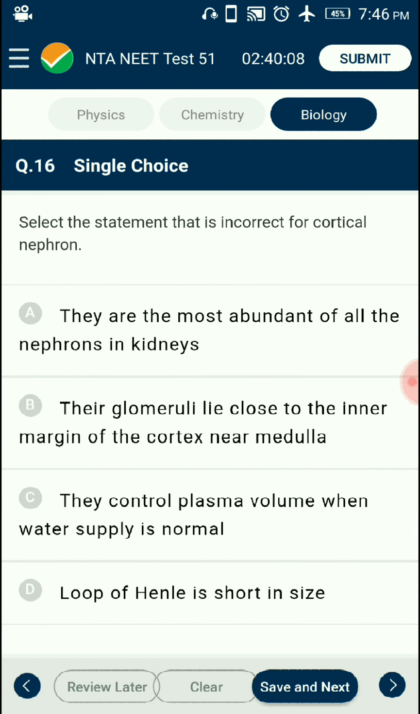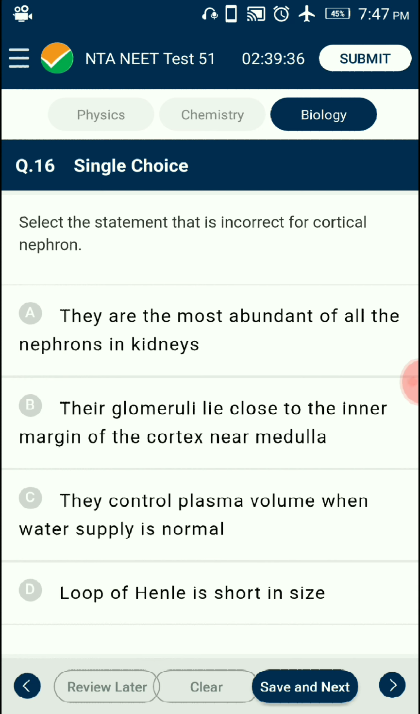Question number 16. Select the statement that is incorrect for cortical nephron. Cortical nephrons are found in the cortex region of the kidney. They have a short loop of Henle which extends very little into the medulla section. The other type of nephron is called juxtamedullary nephron, which is larger in size and has a long loop extending deep into the medulla. The glomerulus of these nephrons is placed close to the inner margin of the cortex.